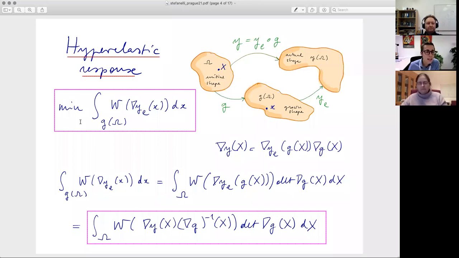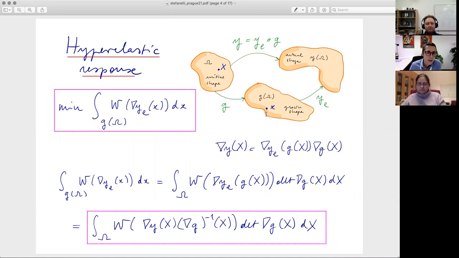So I'm minimizing over all the possible elastic deformations y, the one that minimizes this integral. This is the integral of the elastic energy density W. And this elastic energy density is integrated on the grown shape, G of omega. So again, the grown shape is down here, and the variable in the grown shape is this little x.